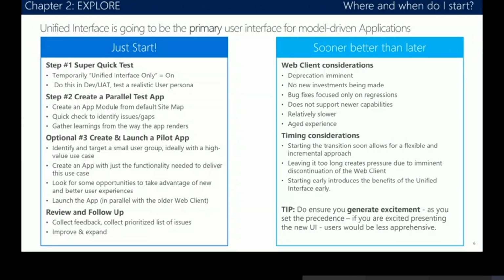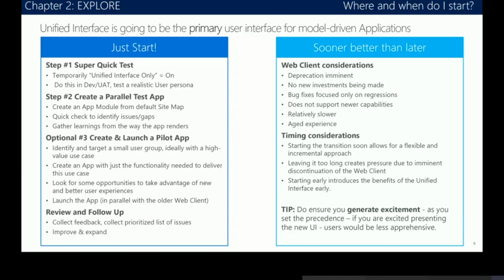So when do we do this? So our view is the sooner you start, the better. There are some web client considerations. The deprecation is imminent. No new investments are being made in the web client. Bug fixes for the web client, we are focusing only on regression. So if you identify a bug that's not been seen before, you're not going to get great support from Microsoft to invest time and energy in fixing that bug.